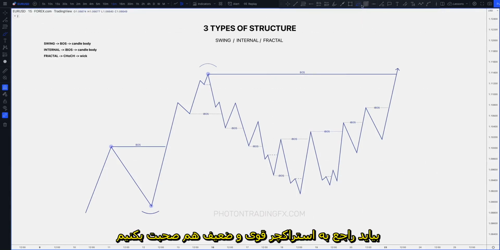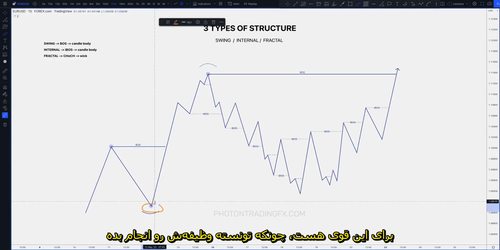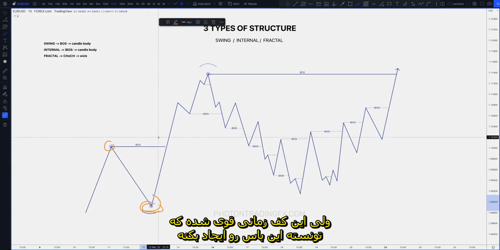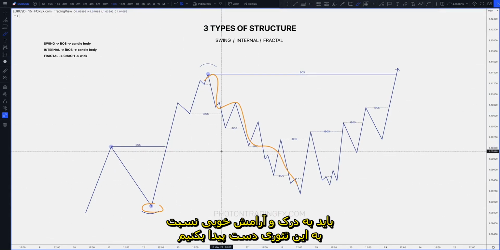Let's talk about one last thing: weak structure and strong structure. We know that a strong low, this low here, is strong because it achieved its job. It broke a high. This one is weak because that movement never broke any structure. But this becomes a strong low once it causes that break of structure. So when price is pulling back, we expect the strong low to hold because it broke structure. We should be very comfortable with that theory.